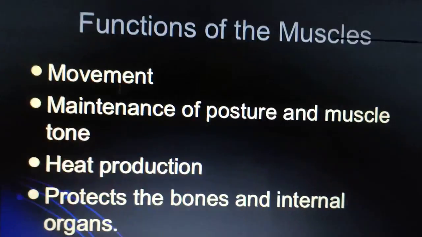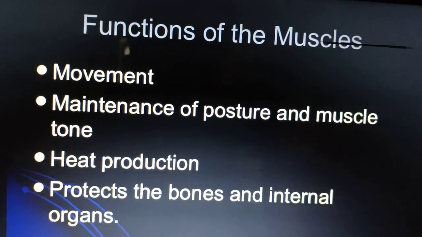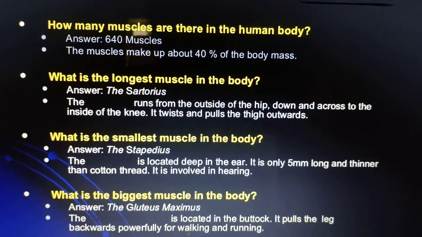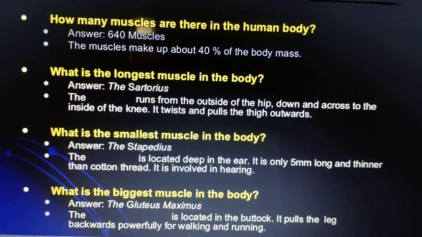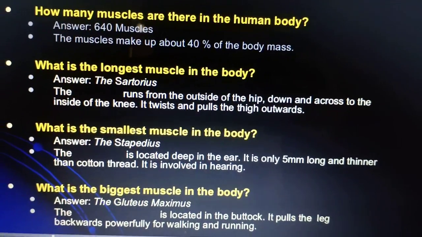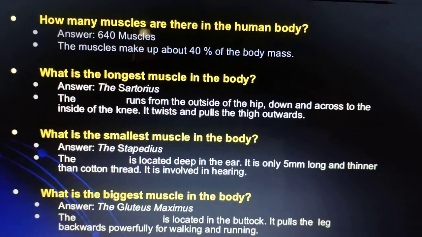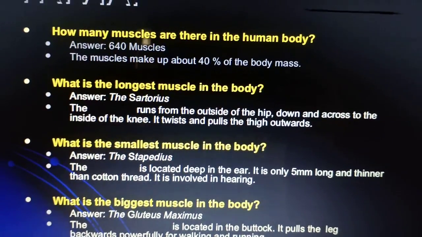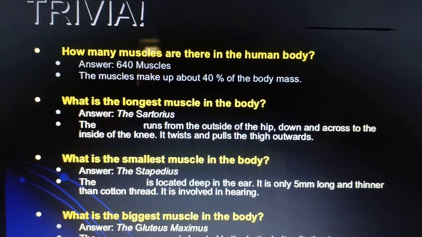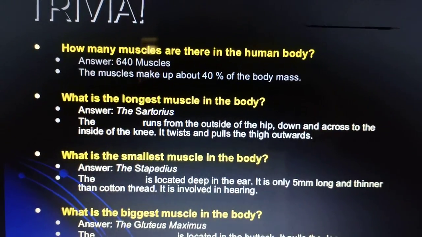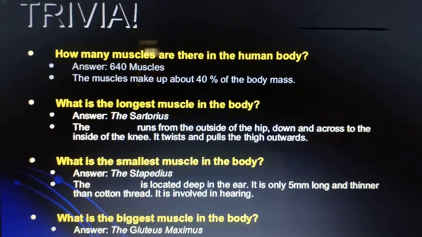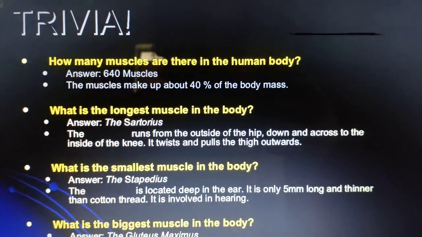Before ending the class, we have some quiz questions, some interesting questions about the muscles. Okay, let's start. How many muscles are there in the human body? Yes, very good. That is 640 muscles. Approximately, we can say 640, though some books say 639. And as I told before, muscles make up about 40% of the body mass. So if a person weighs 100 kg, about 40 kg is muscle.